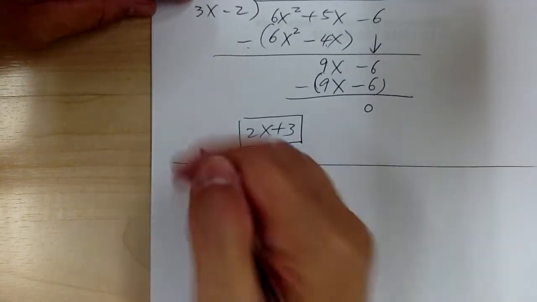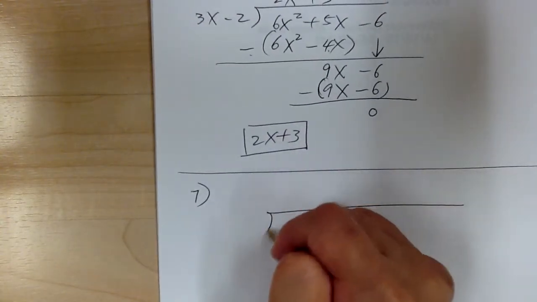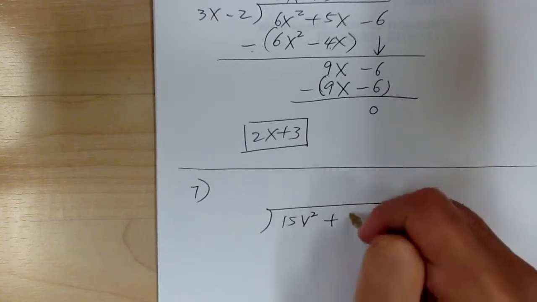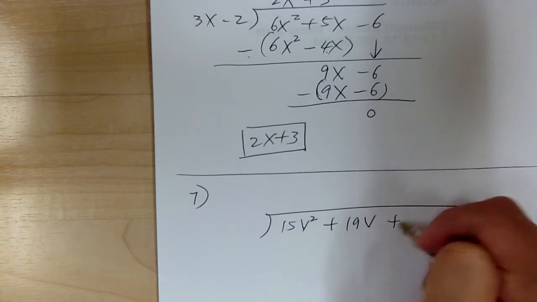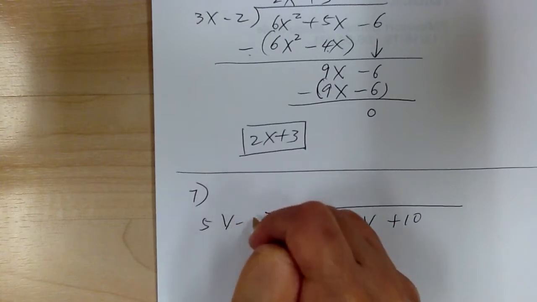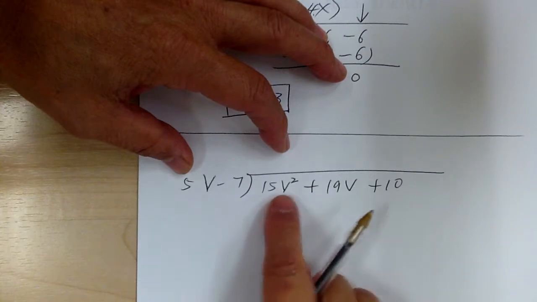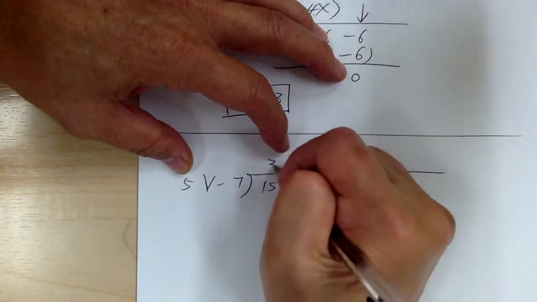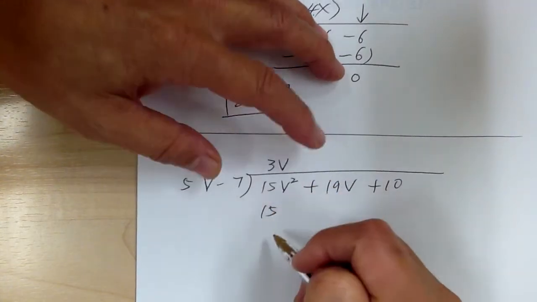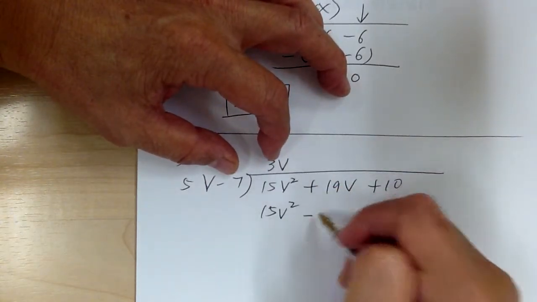Okay, let's go to number 7. You have 15v squared plus 19v plus 10 divided by 5v minus 7. Okay, so look at the first term. So in order to divide, you need to get 3. Okay, so this I need to get 3v. So when you multiply 3 times 5, 15, v times v squared. Right? And the next term, when you multiply, you get minus 21v.